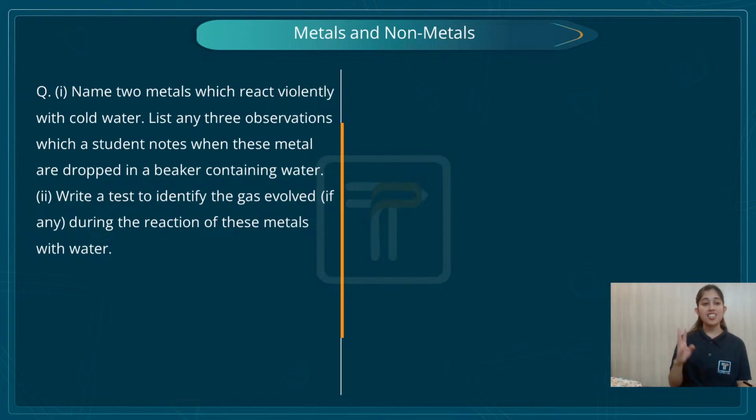List any three observations which a student notes when these metals are dropped in a beaker containing water. Write a test to identify the gas evolved, if any, during the reaction of these metals with water. Yes, answer. I'm not getting an answer. Why? It's very simple, guys. Come on. Which are the metals? You heard, these are some of the common metals.